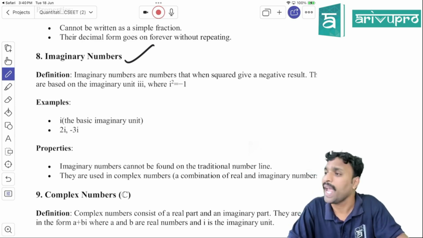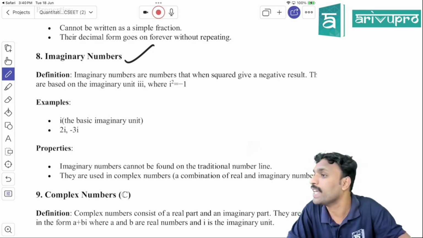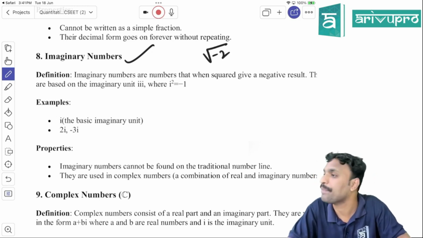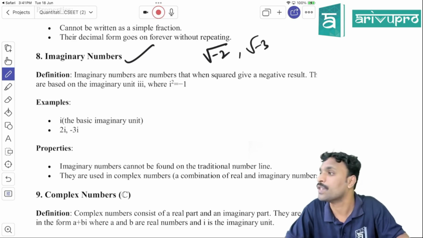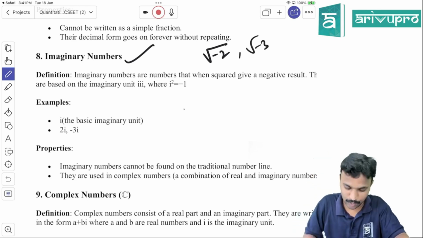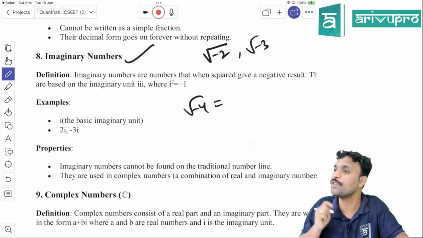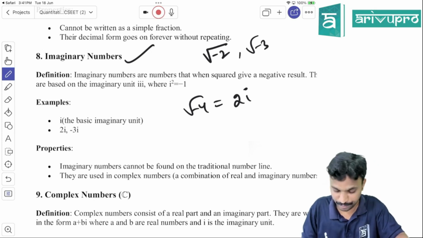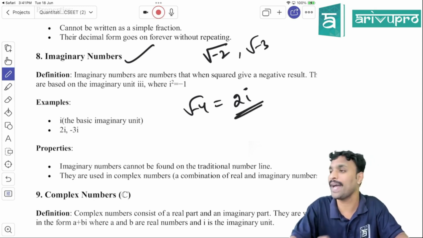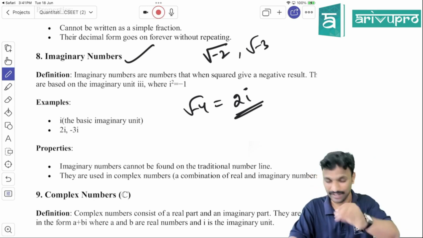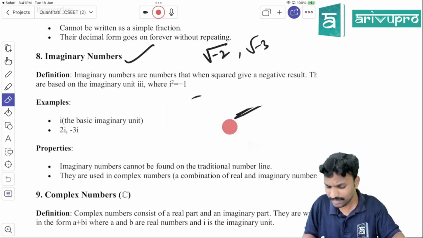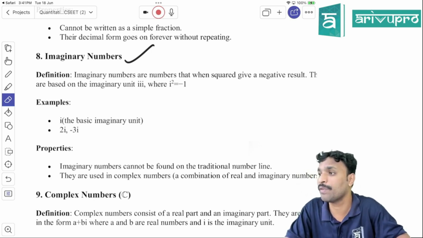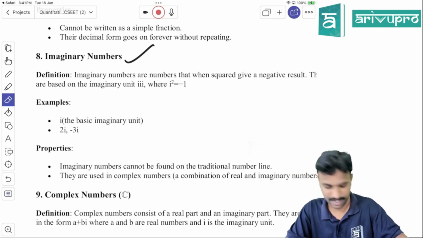What are imaginary numbers? Square root of any negative number is called imaginary. Root of minus 2, let's say, root of minus 3, let's say. So all these are imaginary. Or root of minus 4, let's say. First of all, what is root 4? 2. But what comes along with that is i. So root minus 4 is 2i. So 2i is basically imaginary, which doesn't exist in real terms. They are not a part of real numbers. Imaginary numbers are those which are not part of real numbers.